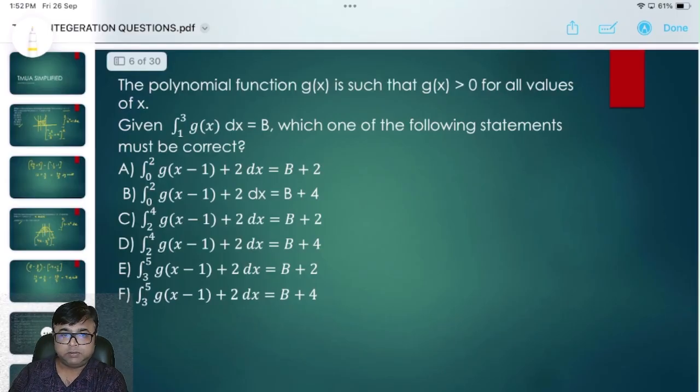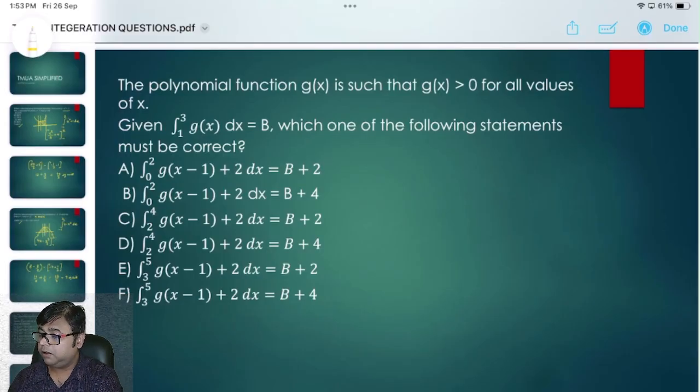Now let's move on to the next one, again based on the properties of definite integration which I discussed. It says that the polynomial function g(x) is such that g(x) is greater than 0 for all values of x. Given that the integral from 1 to 3 of g(x) dx is b, which one of the following statements must be correct? Now, as you can see, we have g of x minus 1. So I'm replacing x with x minus 1.